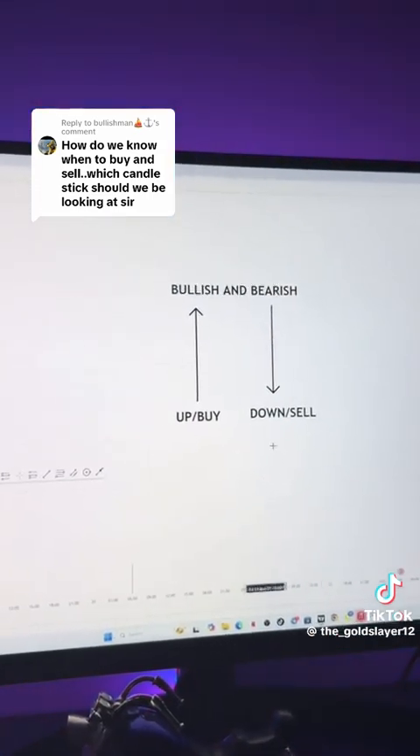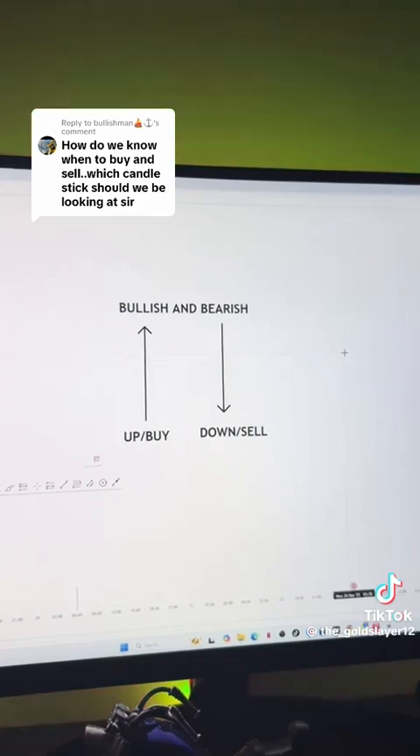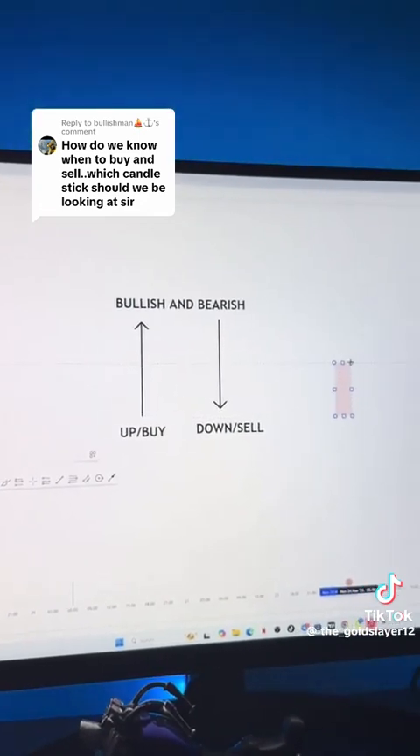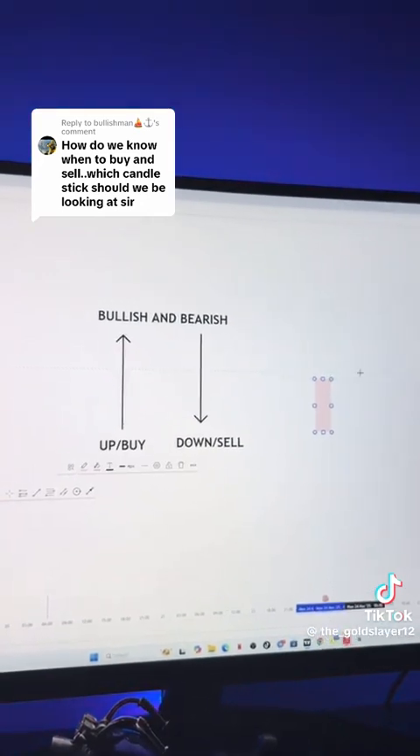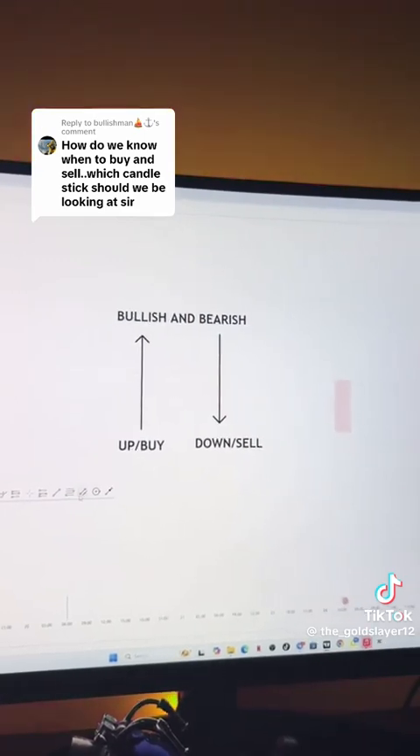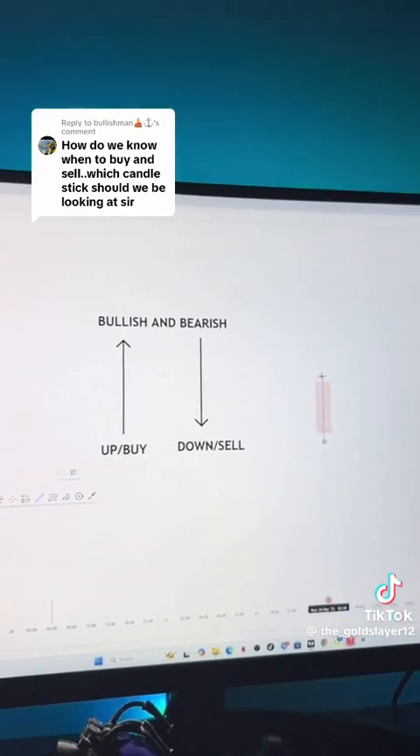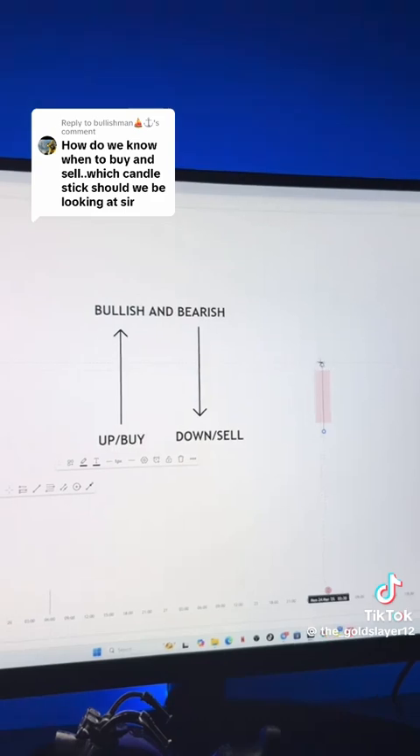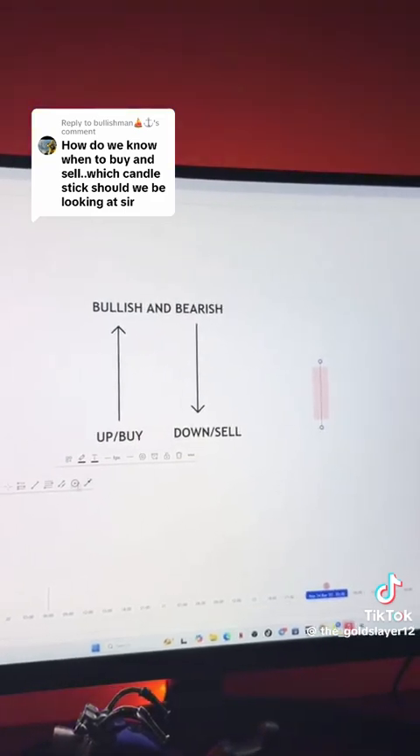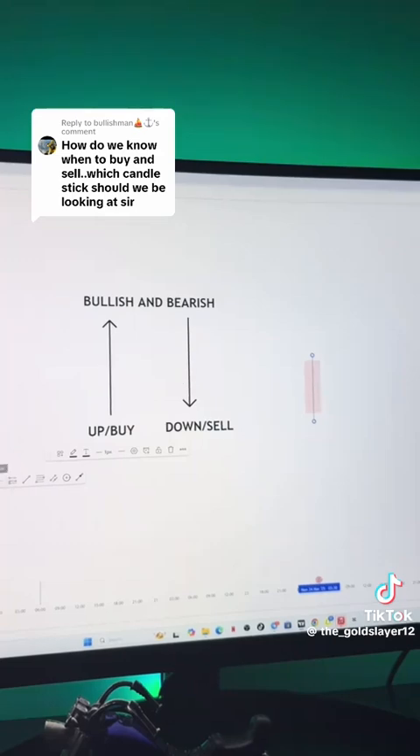Do you understand that? So for a bullish candlestick, you have a bullish candlestick opening at the bottom and then closing at the top. Do you understand? Like this. And then you have your wick in it, representing the highest point at the top that the candle went to, and then the lowest point at the bottom that the candle went to. There's more detail on this, but I'm not going to do that here.